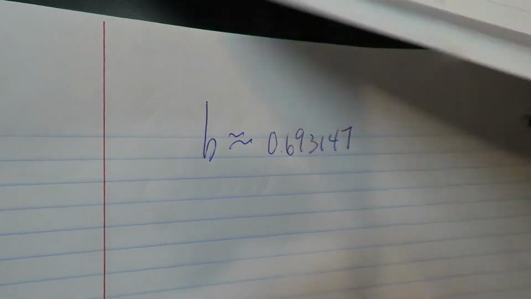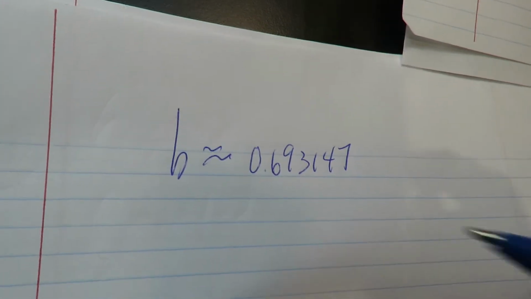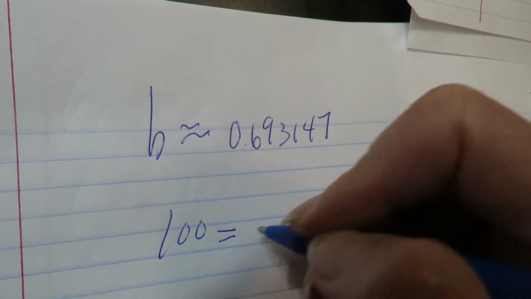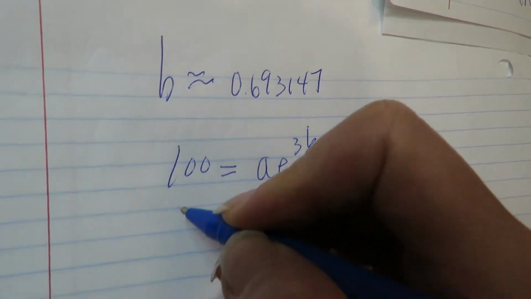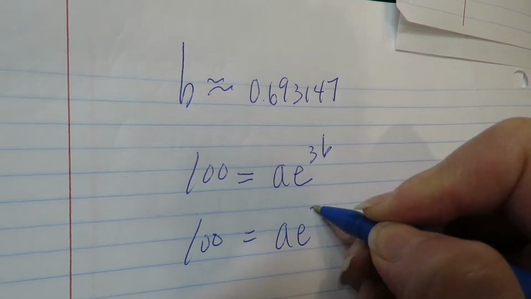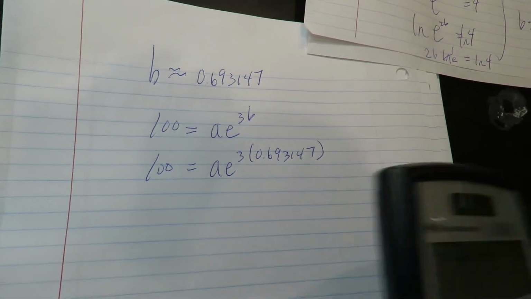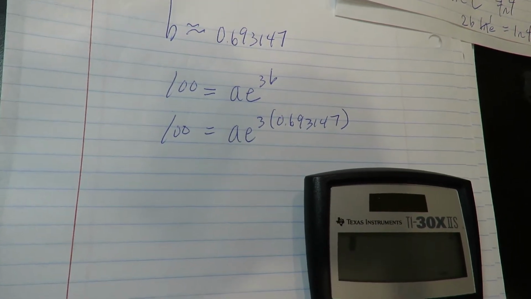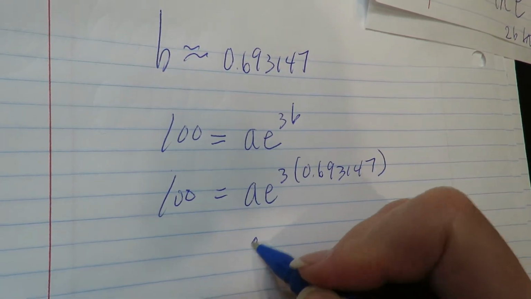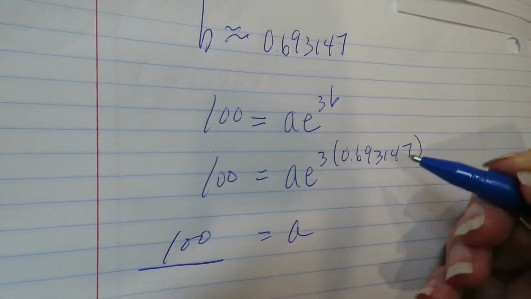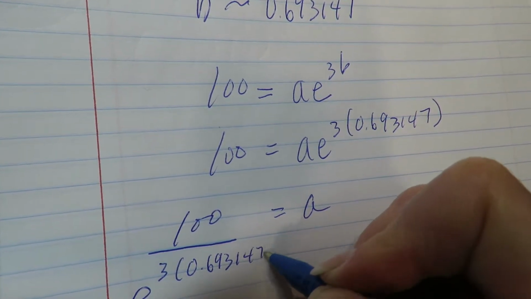Okay, so then you can go back to either one of these equations because you have B, so you can solve for A. Let's say you pick the first one. Doesn't matter, they'll give you the same answer. Now I'm going to put the B in there. Let me isolate A first. So A is going to be 100 divided by e to the 3 times 0.693147.